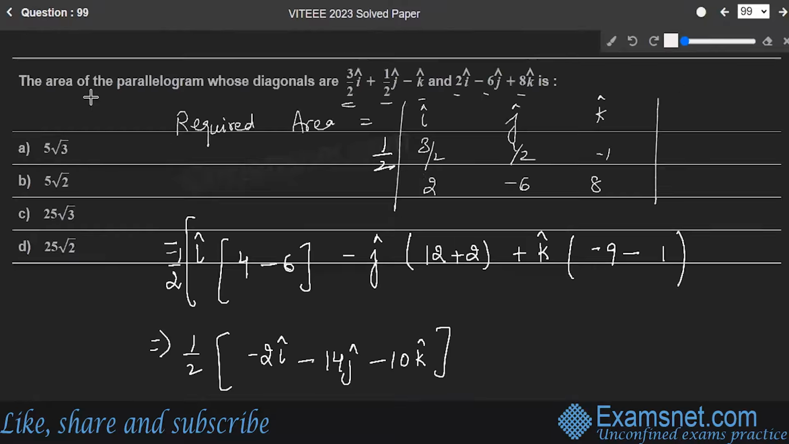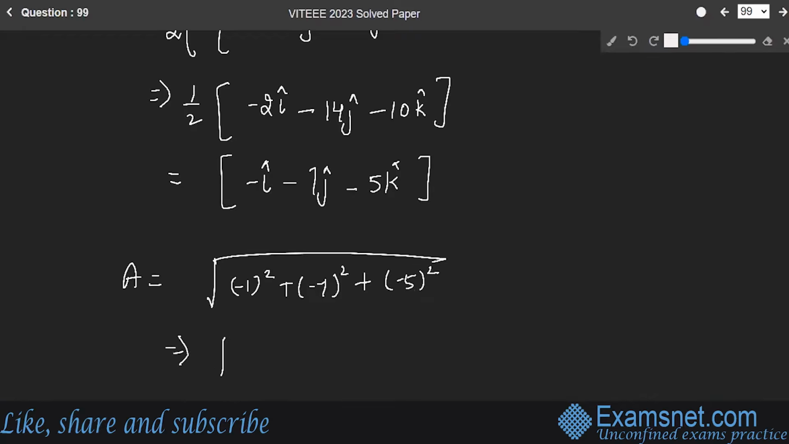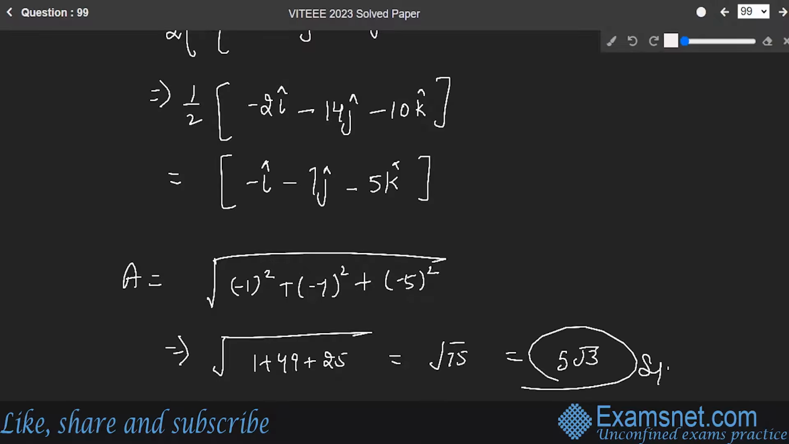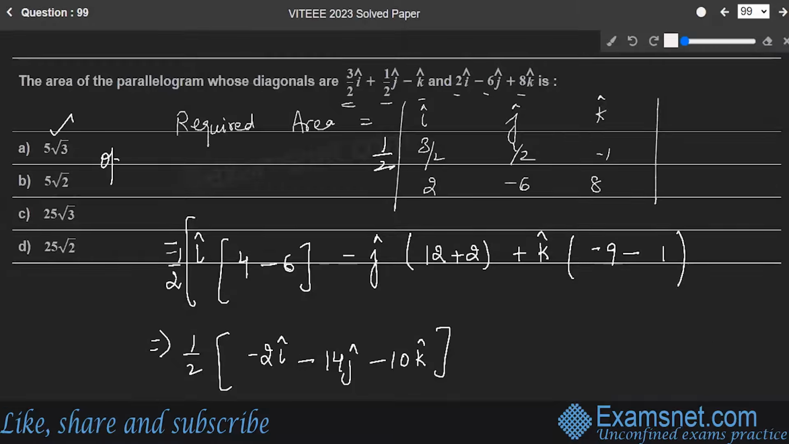What do you have to find out in the question? The area of the parallelogram. For that area, we need to find out. The area will be given by root of minus 1 square plus minus 7 square minus 5 square, which is 1 plus 49 plus 25, which is root of 75, or that is equal to 5 root 3 square units. So you have option A as the answer. Hope you understood this.